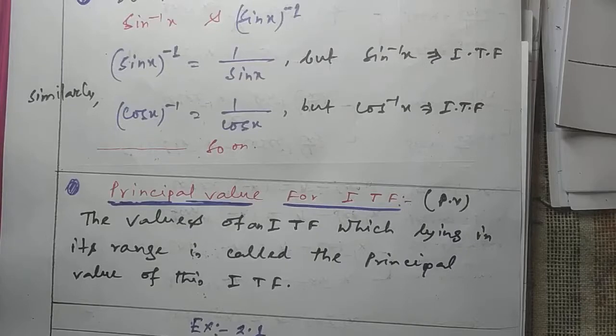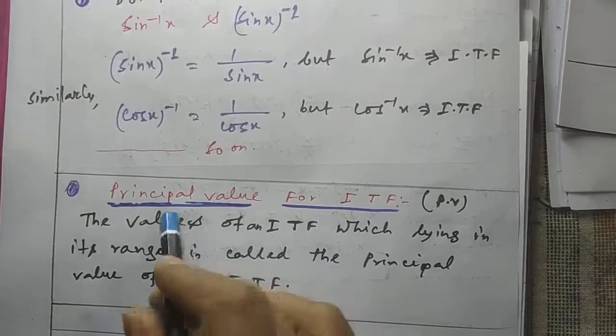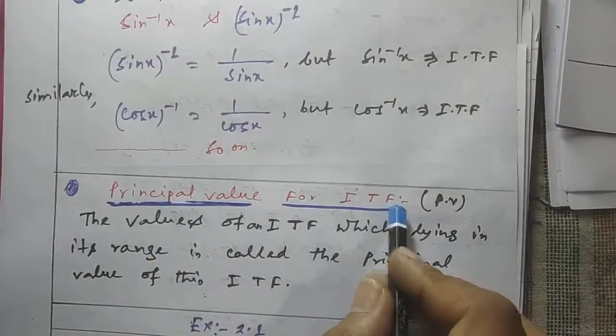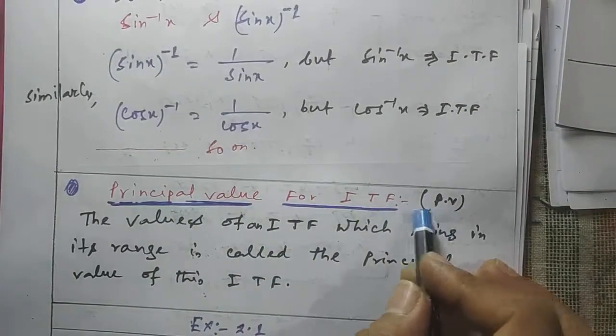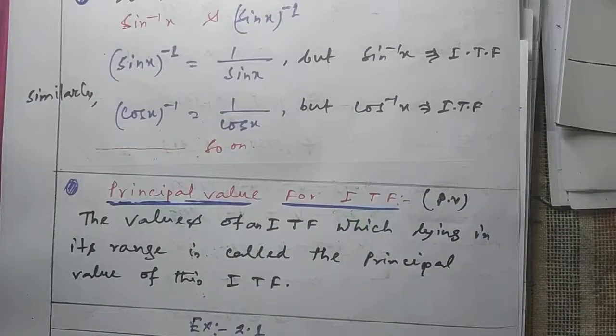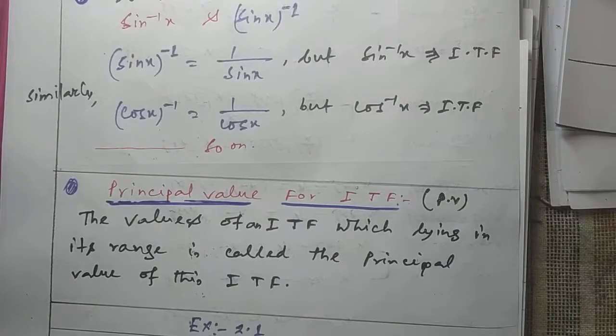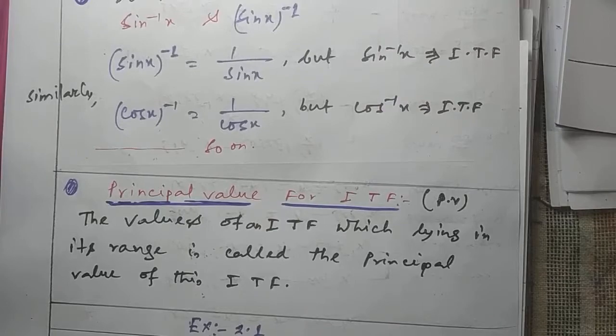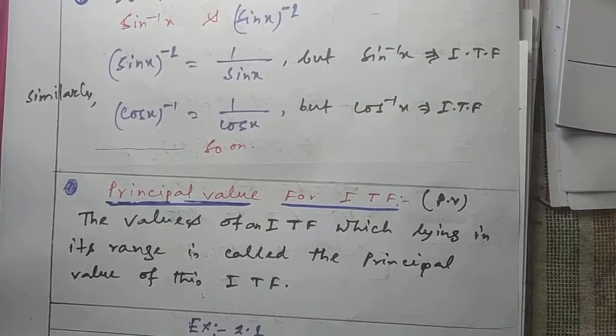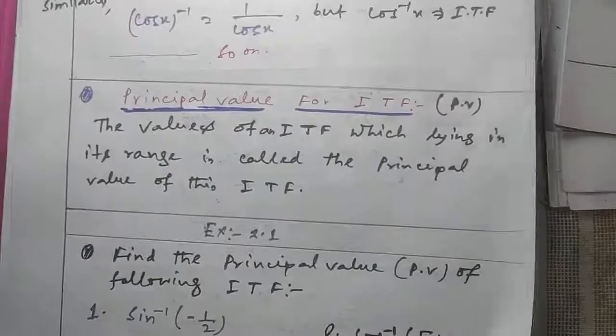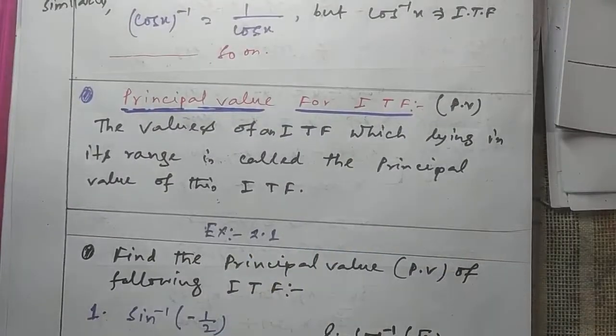Before starting the exercise 2.1, we need to learn one more important topic, that is principal value for an ITF. In short, we can say PV. PV means principal value. What is that? The values of an ITF which lie in its range are called PV. That means we have to look for some angles within the range. It's called the PV for the given ITF. The exercise 2.1 is totally based upon this PV and domain and range for an ITF.